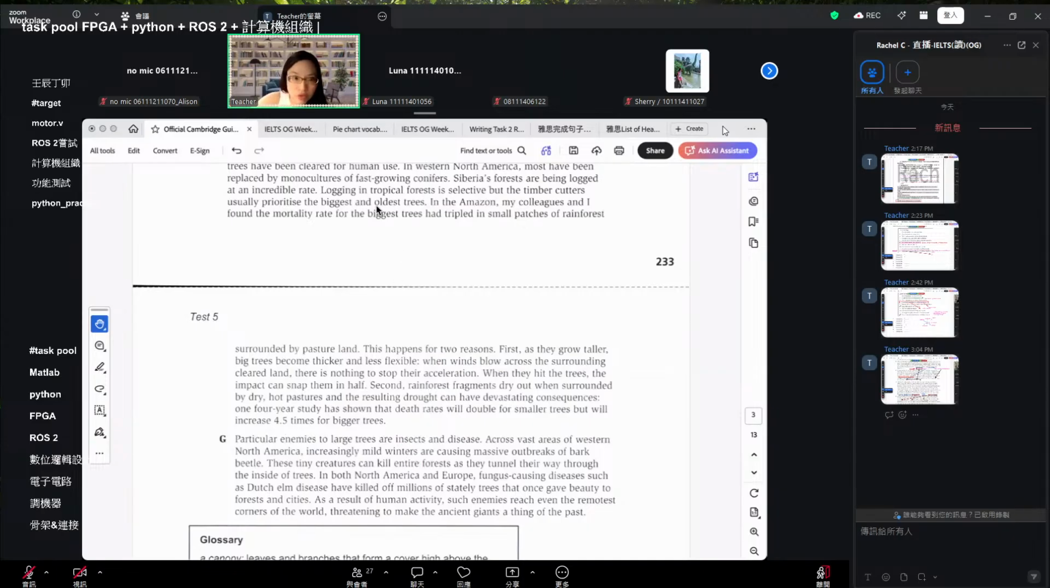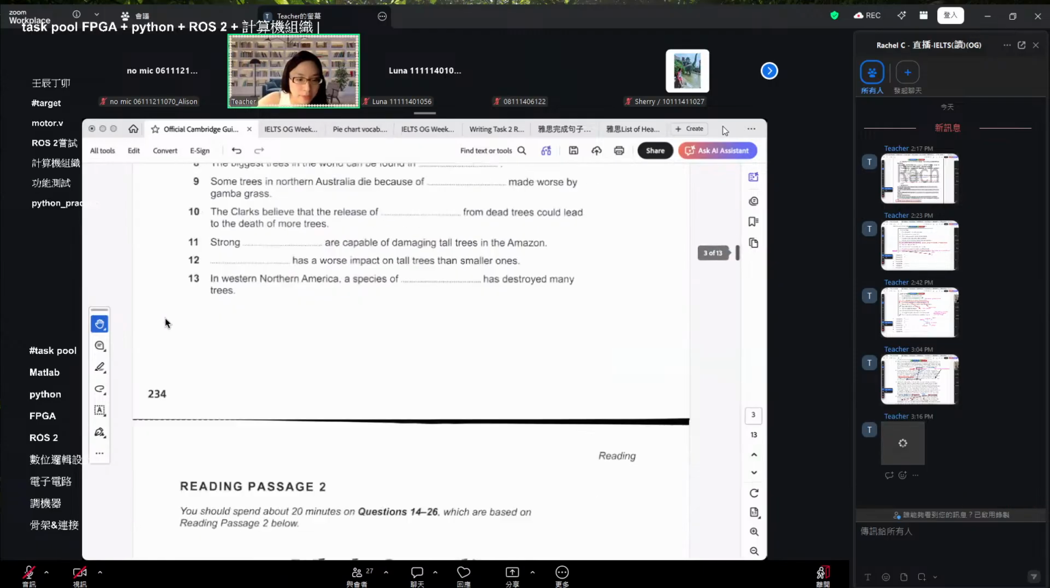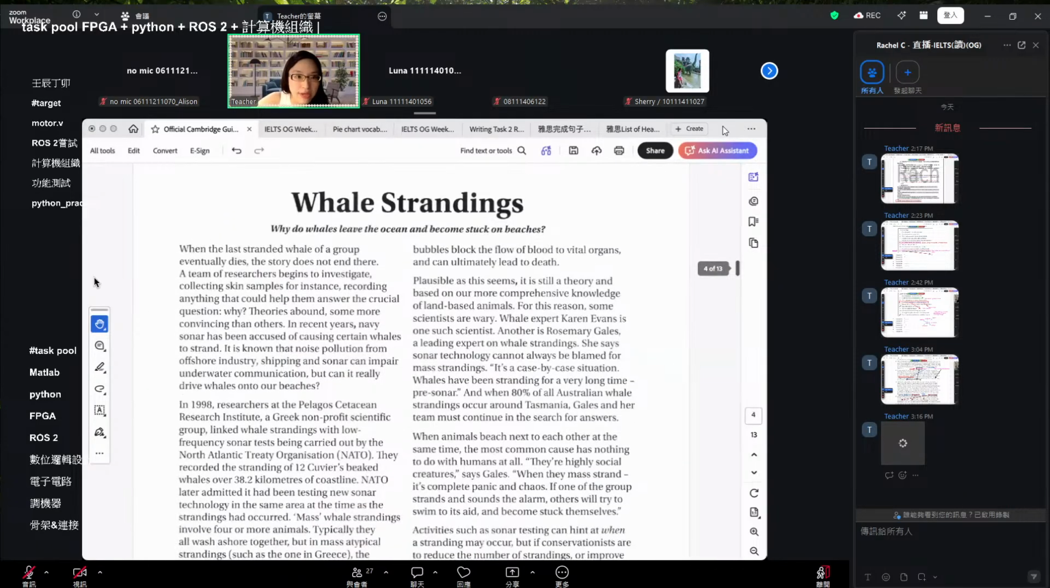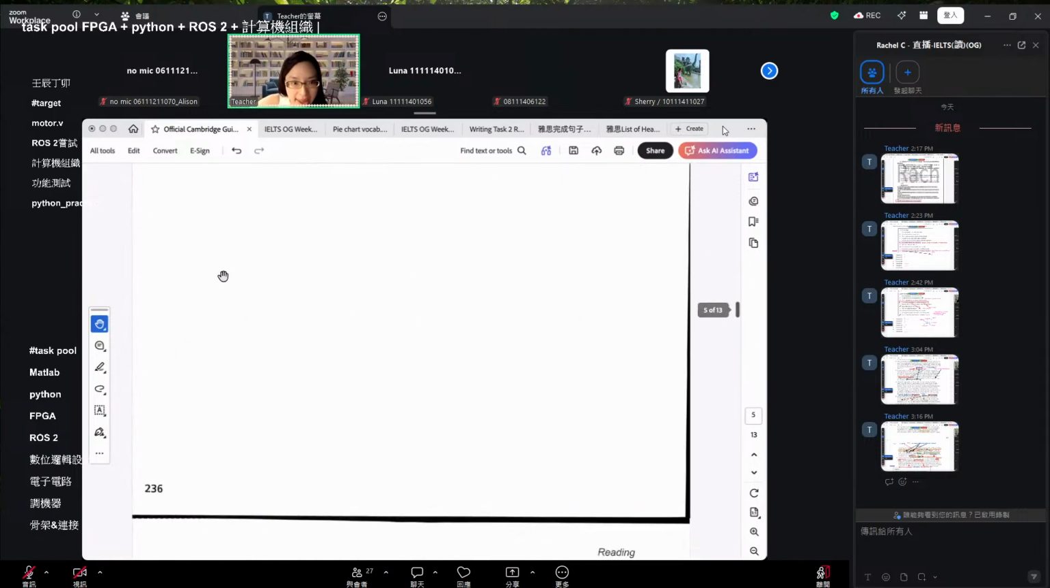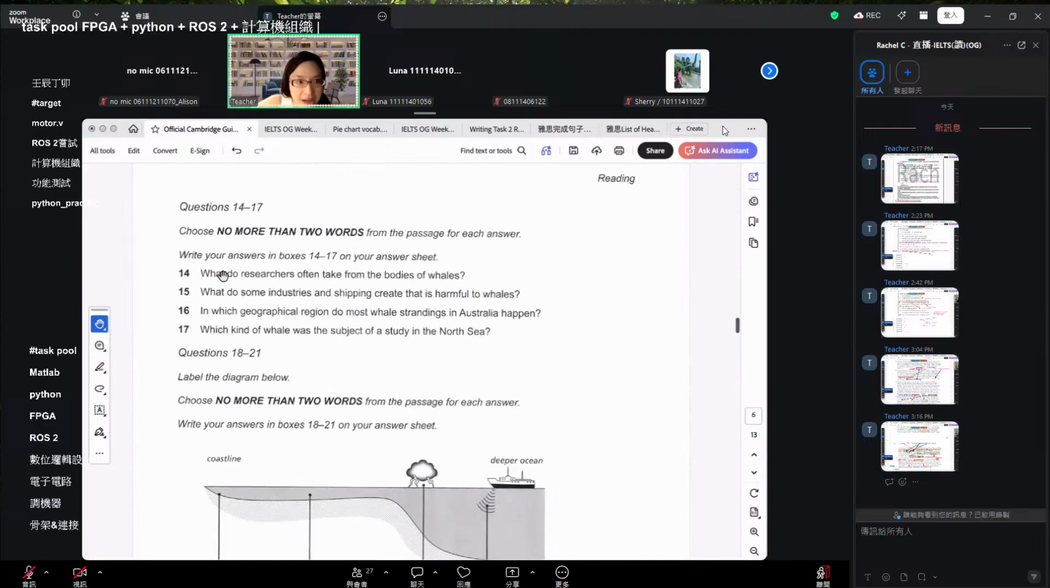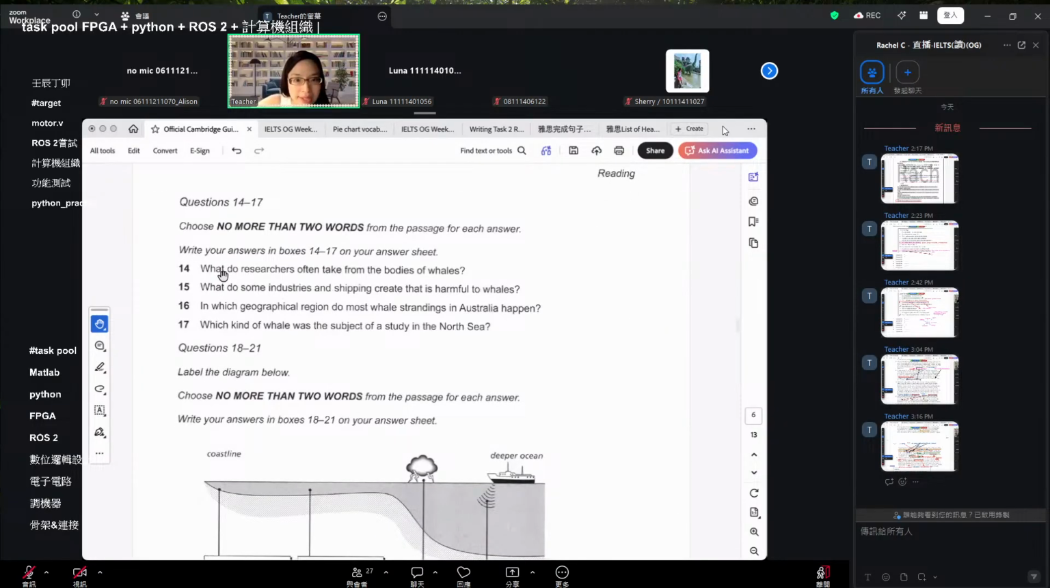Now we're moving on to the second part of the reading, which is referring to the stranding of the whales. Stranding of the whales, look at the title as well as the subtitle to it. So they say, why do whales leave the ocean and become stuck on beaches? That certainly is not something out of their own will. So add to this particular type of questions, we'll see what they have. The first type we have are passages for each answer. So these were short answers.